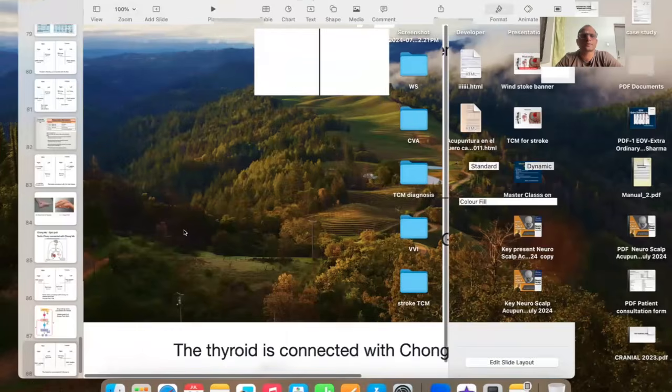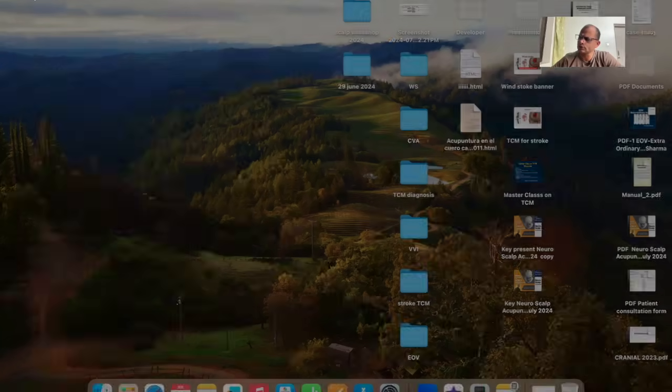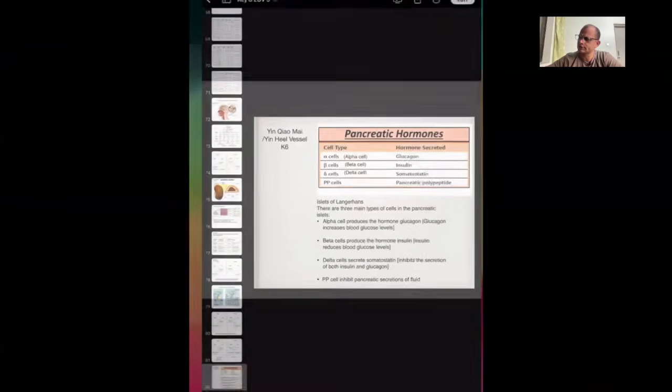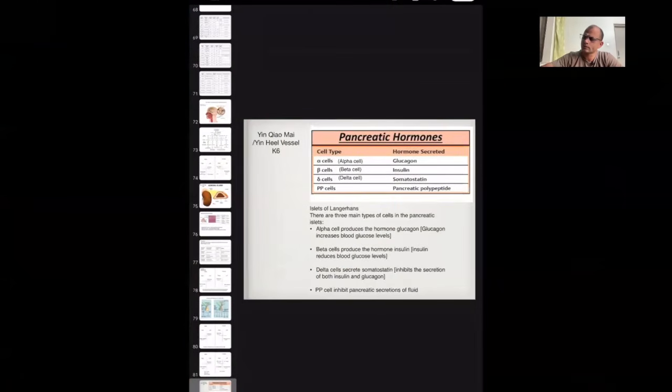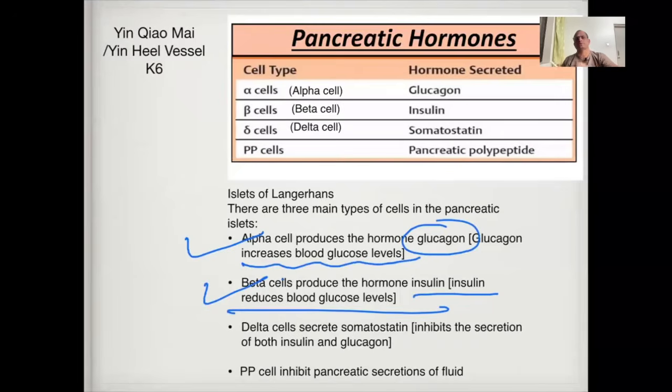So now let's see here. अब यहां पर देखिए. सो वी अंडरस्टूड द एक्शन ऑफ दीज टू हार्मोन. हमने इनके बारे में समझा. Let's see here. So alpha cell produces glucagon hormone which increases blood sugar. Beta cell produces insulin hormone which reduces the sugar. Both are just opposite.